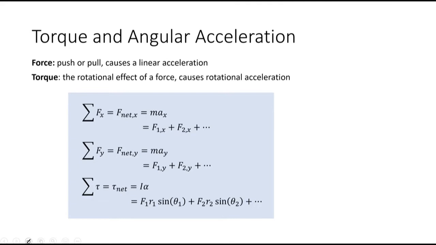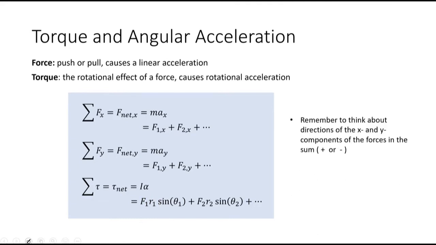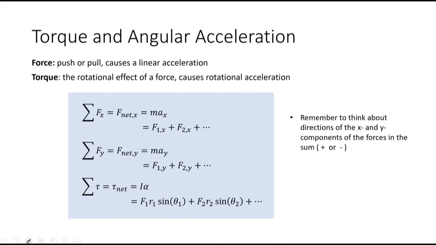Okay, and then we can calculate the net torque acting on an object by summing up all the torques that act on that object. Torque, remember, is of course force times that lever arm times sine of the angle between the force and the lever arm. And so you'll have to calculate that out for each force acting on your object. A few notes on calculating these sums.